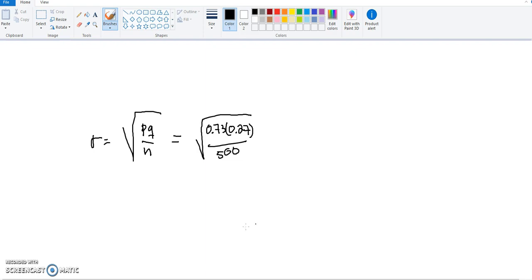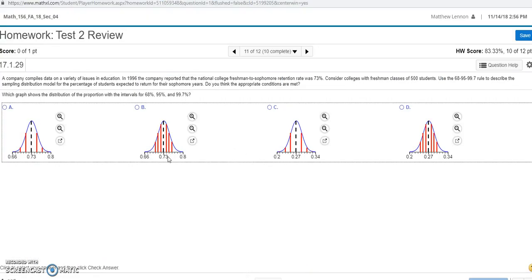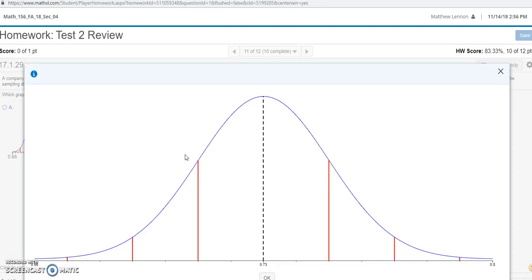So this comes out to a pretty small number, something like 0.0199. So about 0.02. So when we look at this problem, we want the middle to be 0.73, and we want one standard deviation to look like about 0.02. So it's essentially between A or B, whichever one. So 0.73, this looks like it's going by 0.01, so this looks like 0.75 here, so this should be the correct one.